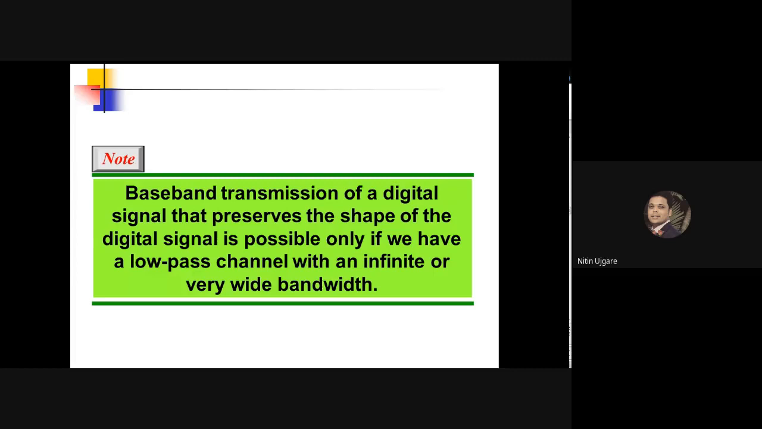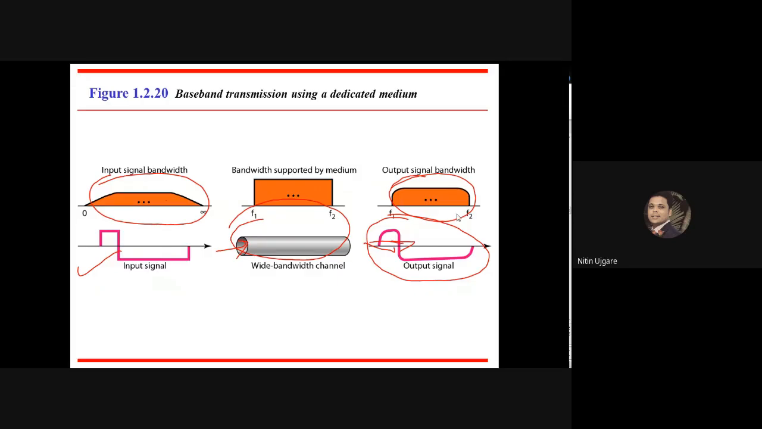So baseband transmission of a digital signal that preserves the shape of the digital signal is possible only if we have a low pass channel with an infinite or very wide bandwidth. Though the shape of the signal is distorted here, to some extent the shape of this digital signal is preserved, and that is possible only using a low pass wide bandwidth channel. If you use a low pass narrow bandwidth channel, the signal will be completely distorted. The information within the digital signal will be lost, more than 75% of the information will be lost at the receiver side.